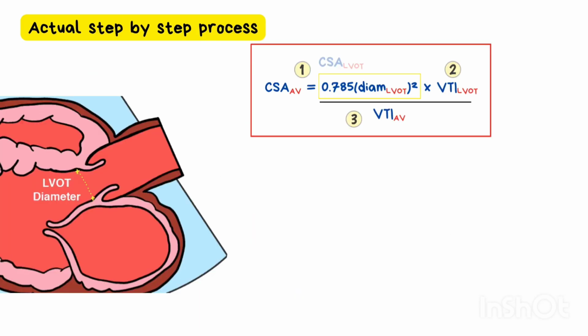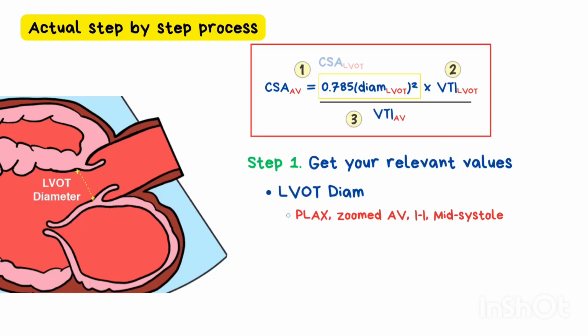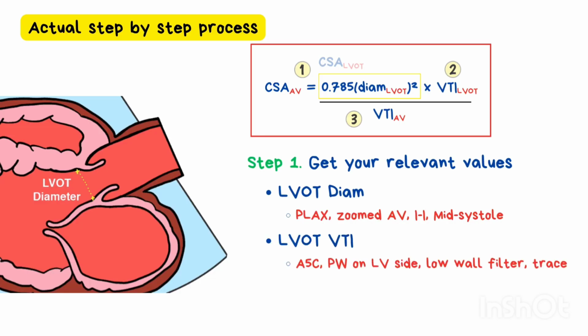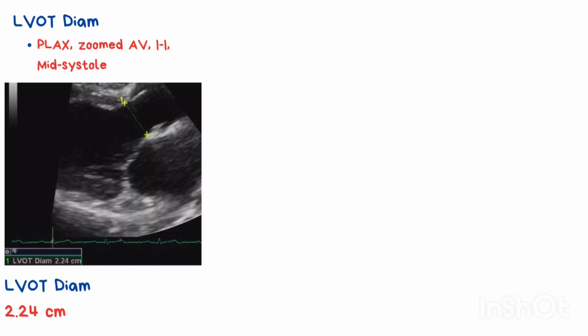Now that we understand the concept behind the continuity equation and how we calculate cross-sectional area, let's walk through the step-by-step process for measuring the values we need to calculate the aortic valve area. Step 1 is to get the relevant values. There are three main measurements you'll need. 1. LVOT diameter. 2. LVOT velocity time integral. 3. Aortic valve velocity time integral.